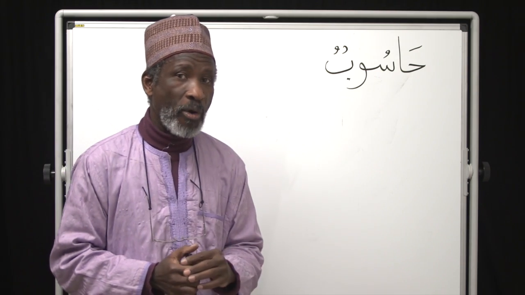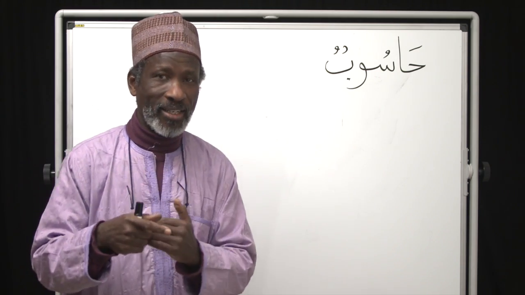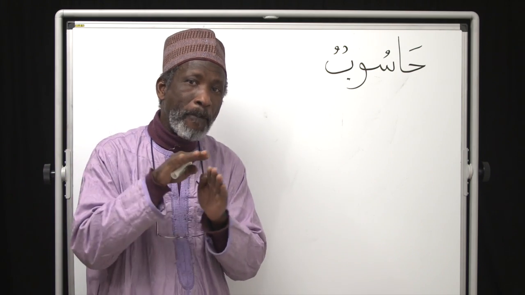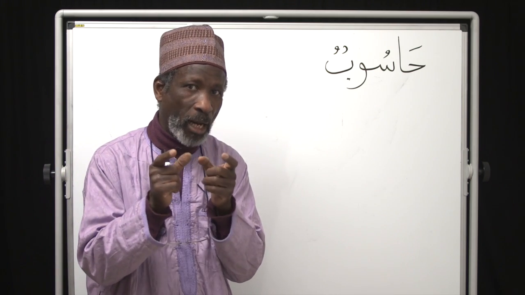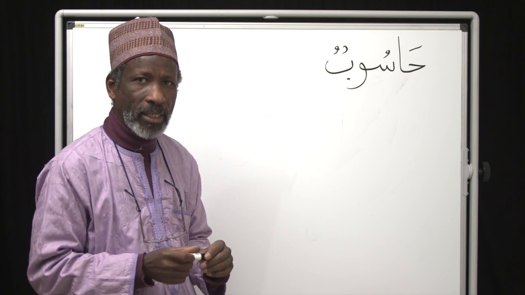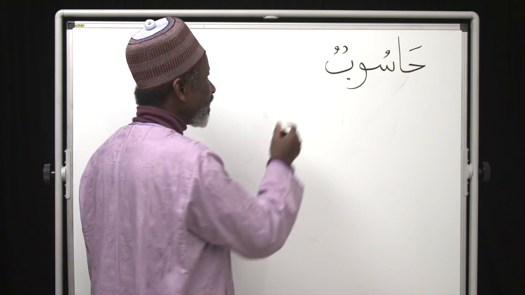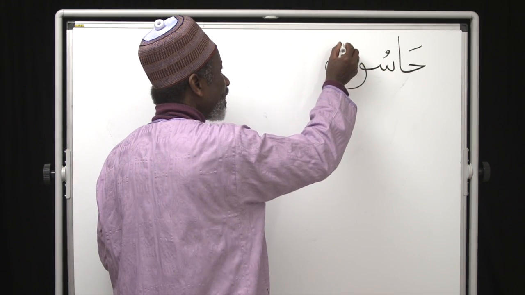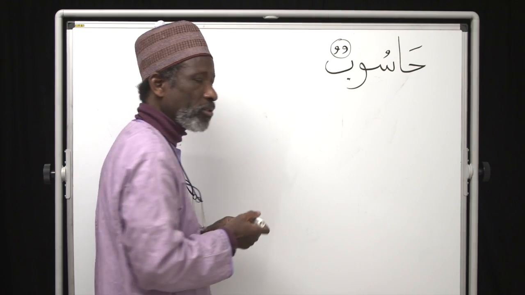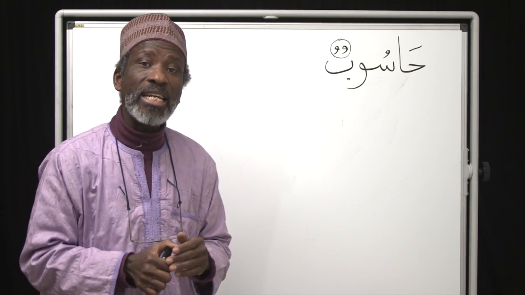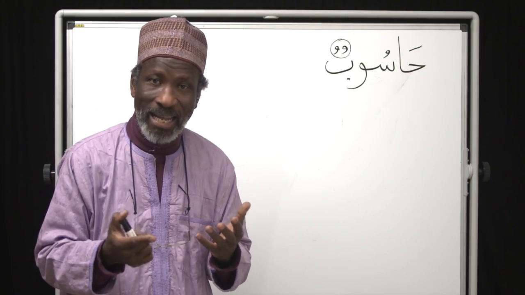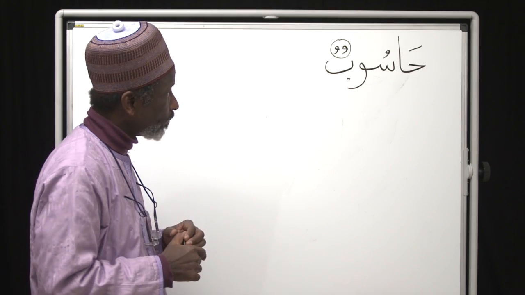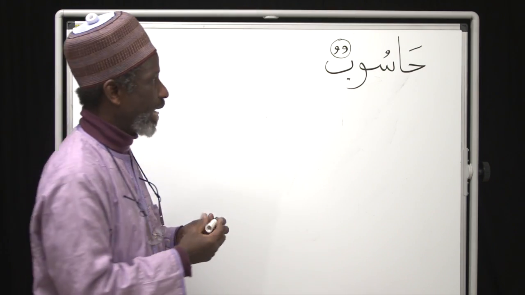But in Arabic, however, it is implied. It's not written separately. It's embedded within the noun itself. So a computer, this un ending is giving us an indication that it is indefinite. Hasubun, a computer.